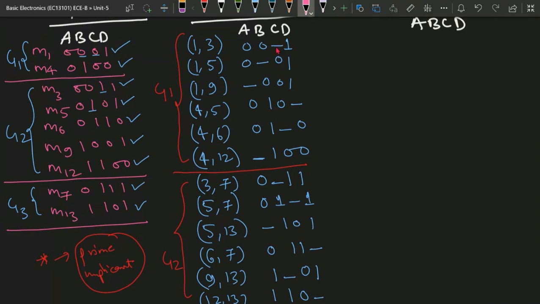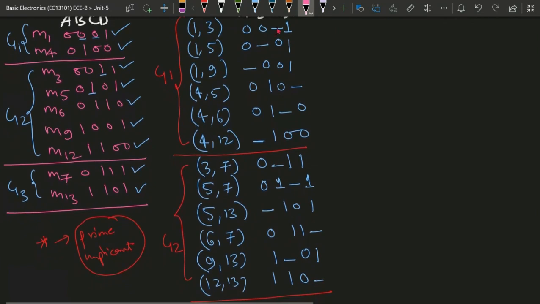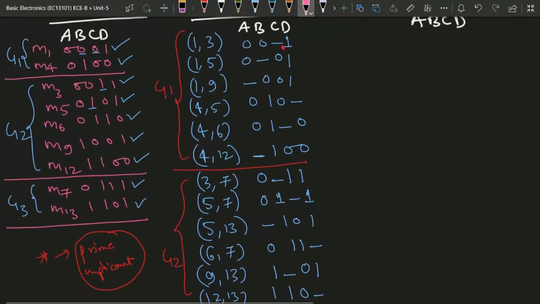So if dash is there, the dash should be matching the same. Only the bits, the digits are there, 0 1 0 1 is there, so this should be changing. So while comparing 1 3 with the terms of group 2, we will be checking where it is dash at the second position from the right side.